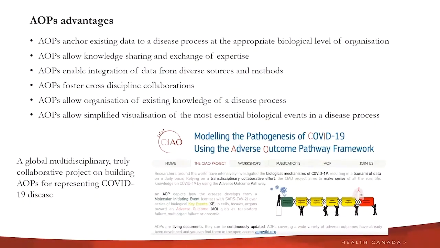One of the best examples of cross-discipline collaboration and integration of data from diverse sources is a recent project called CIAO, which was initiated by JRC to model the pathology of COVID-19 disease using the AOP framework. I won't go into the details of it, but this was a very fun exercise which is still ongoing, and it involves people from around the world and from all kinds of disciplines, from sociology to clinicians. And it's a true collaborative, multidisciplinary project. You can have a look at the website for more details.